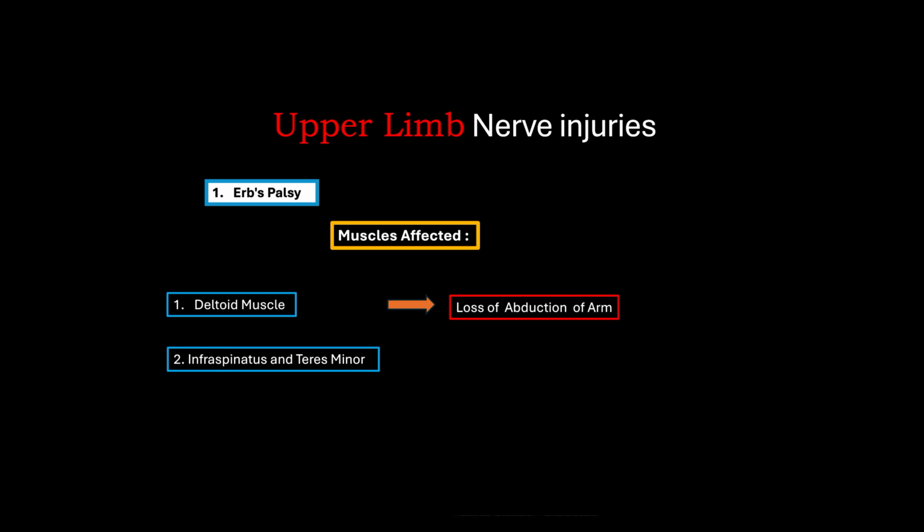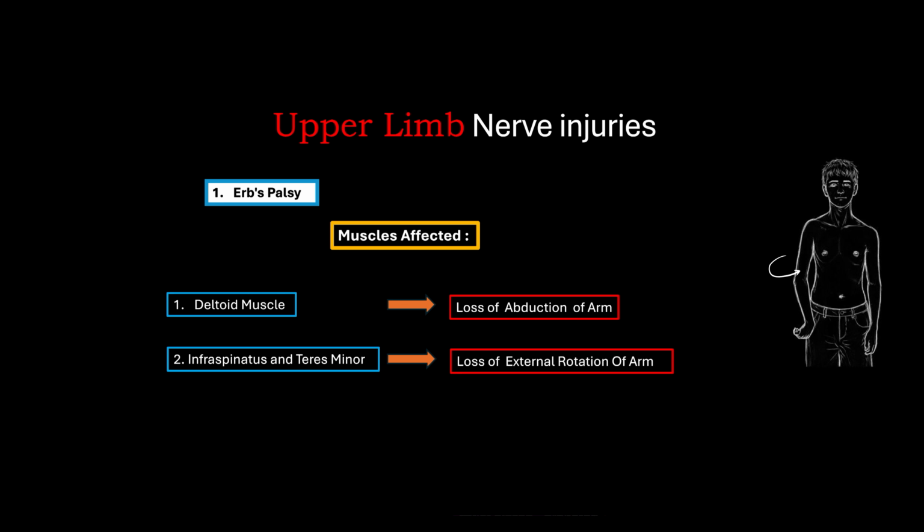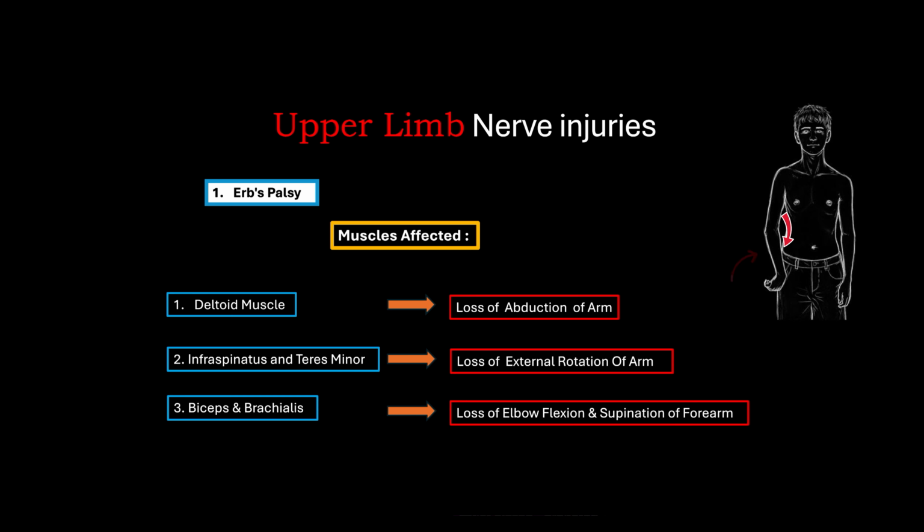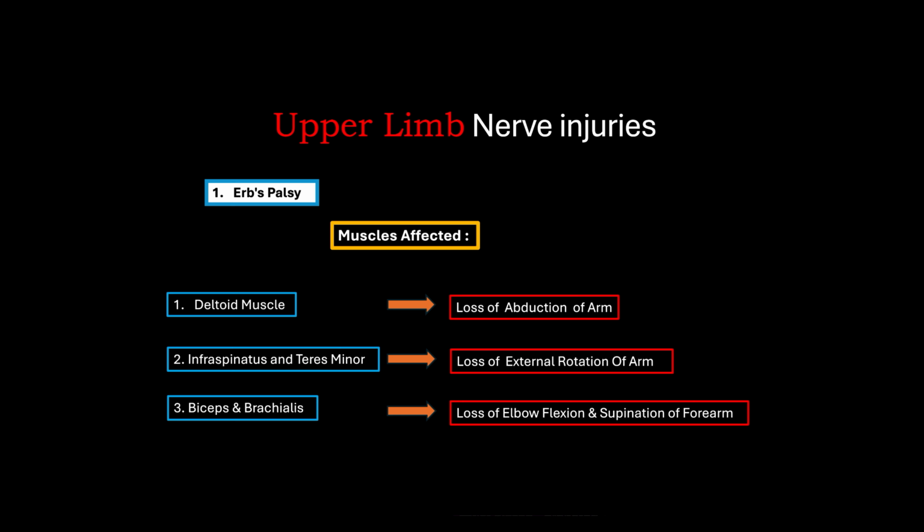The next muscles are infraspinatus and teres minor. When these two muscles are affected, there is a loss of external rotation of the arm. That is why in the clinical picture of Erb's palsy, we saw just now that the arm is medially or internally rotated. And when injury to biceps and brachialis happens, there is a loss of elbow flexion and forearm supination. That is why in Erb's palsy, we see the elbow is extended and the forearm is pronated. I think everything is clear till this point. And there are two important reflexes that are lost in Erb's palsy. These are the biceps reflex and the supinator reflex.